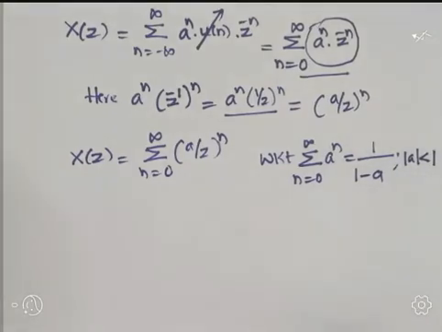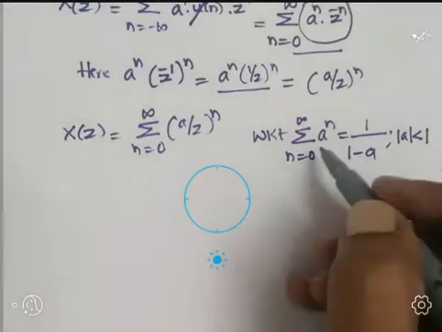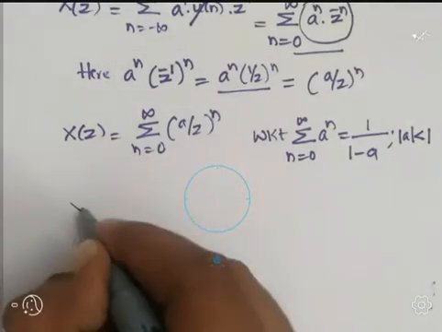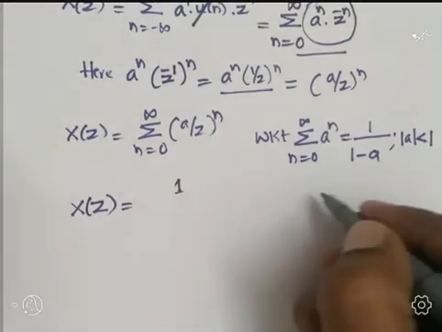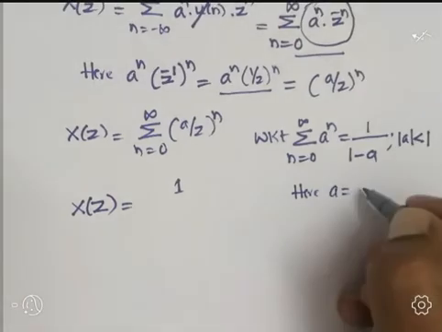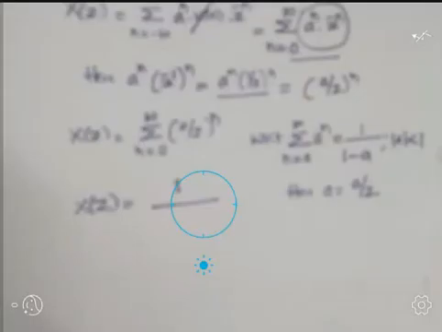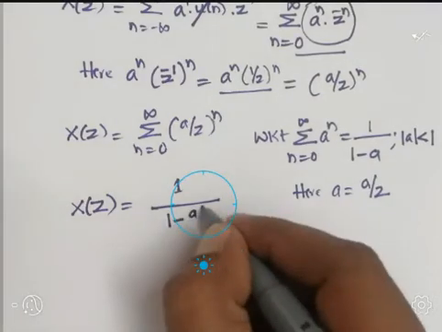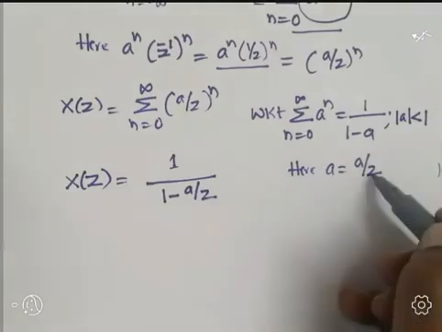It is the condition: mod of a is less than 1. By using this formula, let us simplify this equation. That is X of z is equal to 1 divided by 1 minus a, where here a equals a by z. So 1 divided by 1 minus a by z.